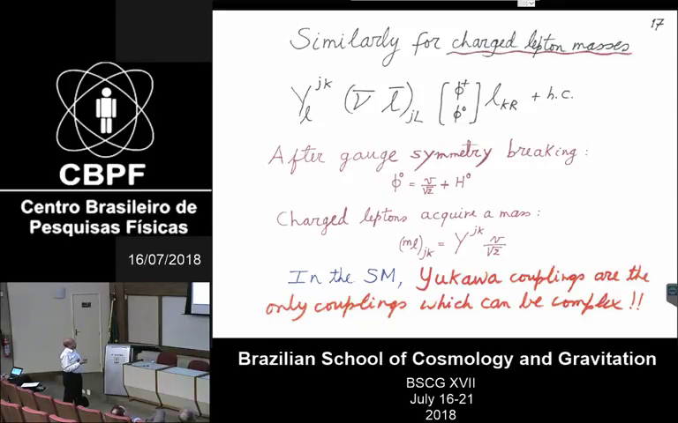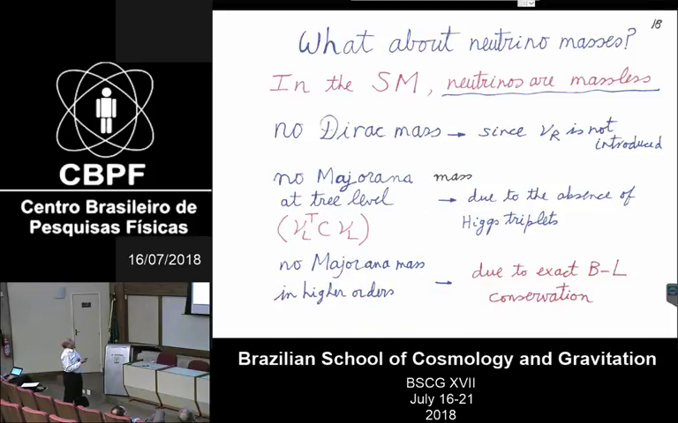I already said that in the SM, Yukawa couplings are the only couplings which can be complex. What about neutrino masses? I'm repeating myself, but I think it's worthwhile emphasizing. No Dirac mass because nu R, as Giunti already explained very clearly, is not introduced. No Majorana mass at the renormalizable level because this is not gauge invariant; you would need triplets. And no Majorana mass in higher orders due to the exact B minus L conservation.